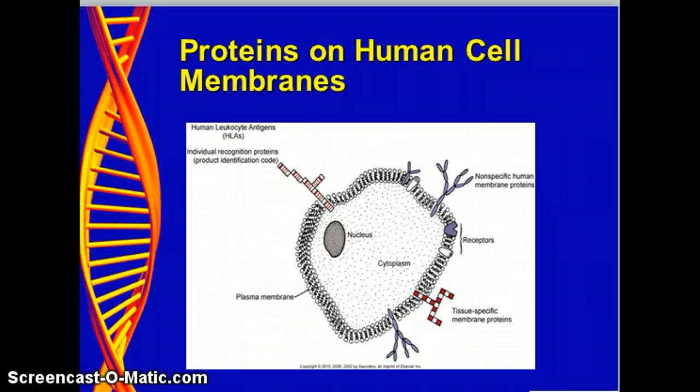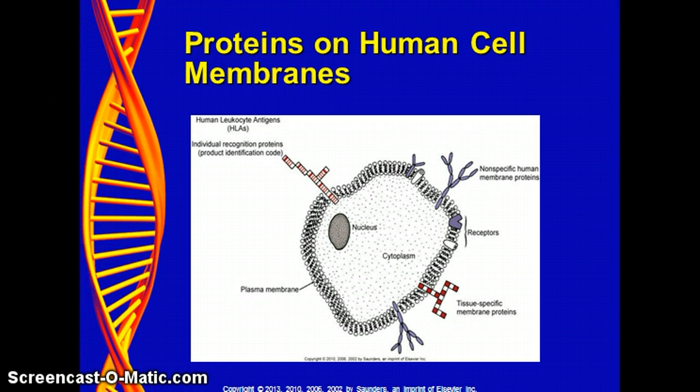The proteins on the human cell, as you look at this slide, you can see that each cell is surrounded by a specific membrane, and it makes it difficult to have invasion. There are different proteins that protrude through the surface, and these proteins are what make each cell specific for that person. So if you think about those proteins, those make up basically the cell's fingerprint.